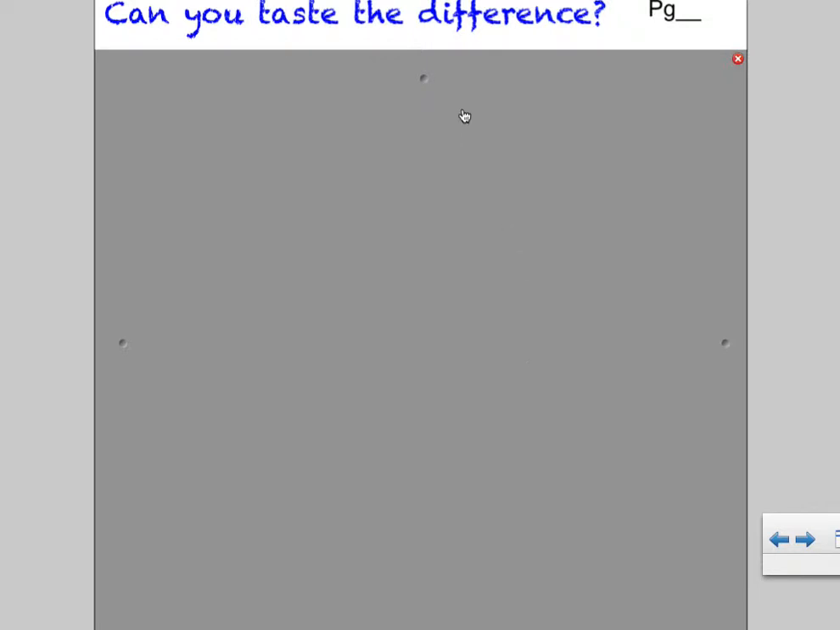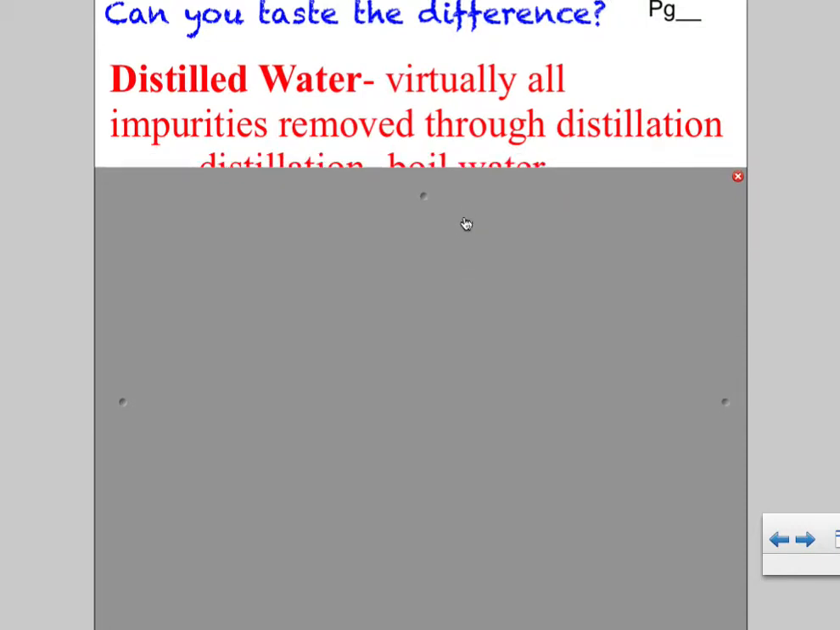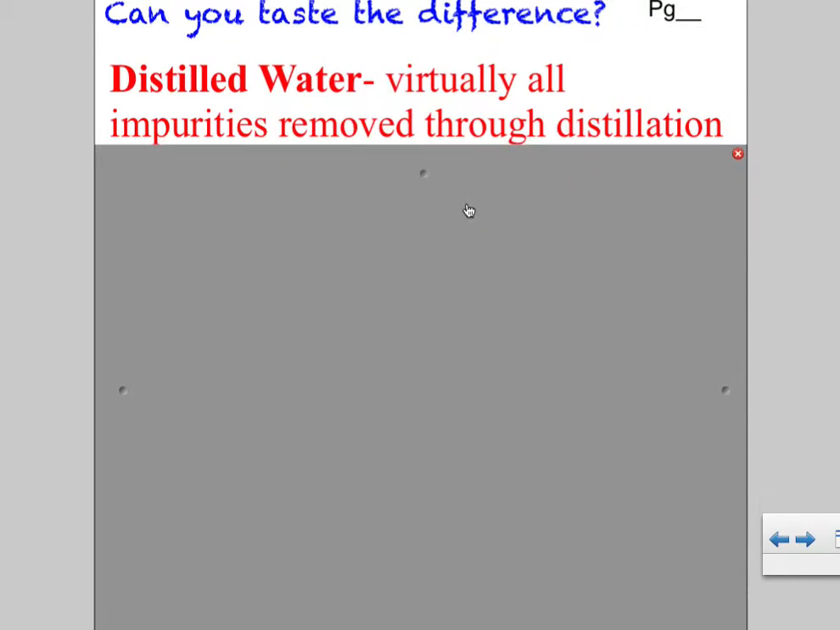Alrighty. After the title, you're going to write what distilled water is. There's a certain thing that you can buy called distilled water. Put your hand down and write. It virtually, meaning that it removes just about or tries to remove all of the impurities through a process called distillation.